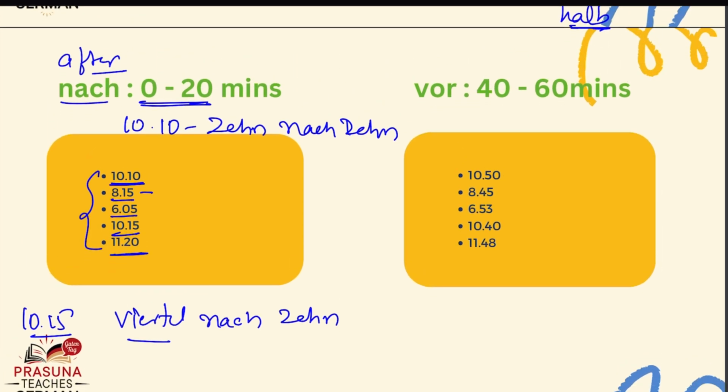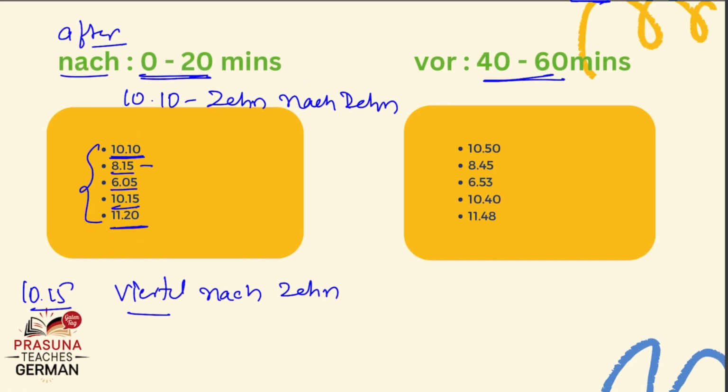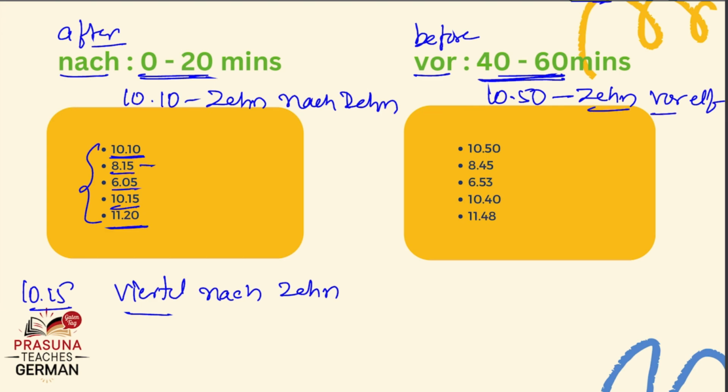Now, coming to how to express time in the 40 to 60 minutes quadrant. For example, my time is 10:50. The meaning of 10:50, instead of saying 50 minutes after 10, I can simply say 10 minutes before 11. Vor is before. So I will say 10 before 11. In German, 10 vor 11. 10 vor 11 means 10 minutes before 11.